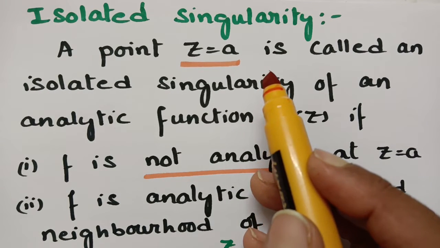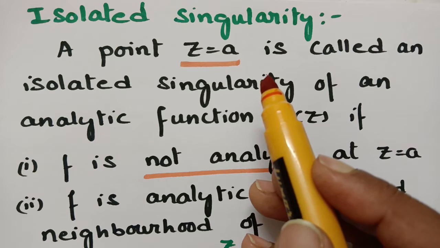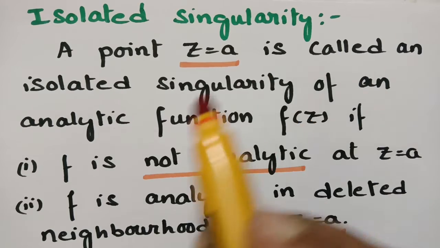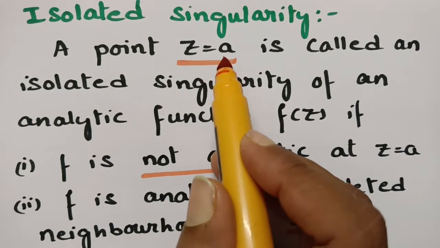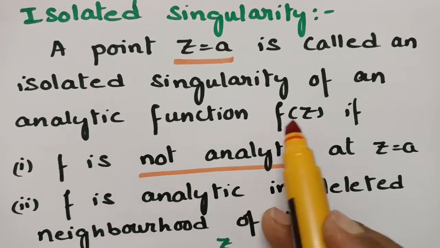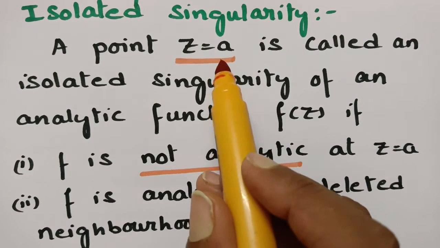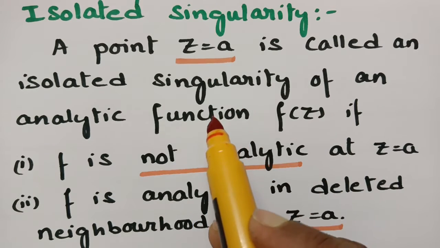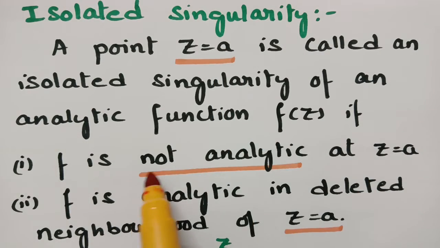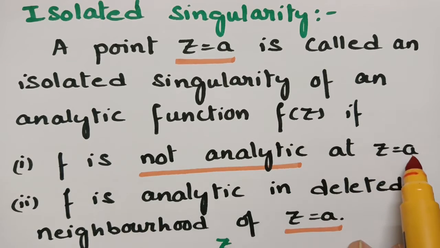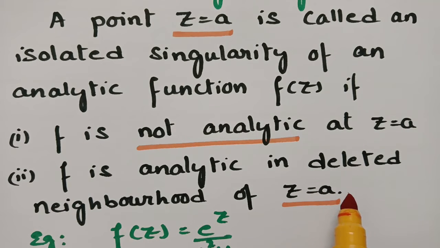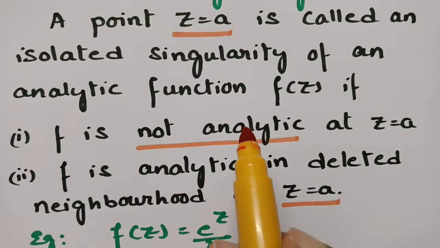When a person is attacked with covid or coronavirus, he is isolated so as to save other persons from that virus. In this particular case also, a point z is called an isolated singularity of an analytic function f of z. A particular point is isolated so as to make the function analytic: f is not analytic at that particular point, z equal to a, and f is analytic in the deleted neighborhood of z equal to a. Clear? What is an isolated singularity?